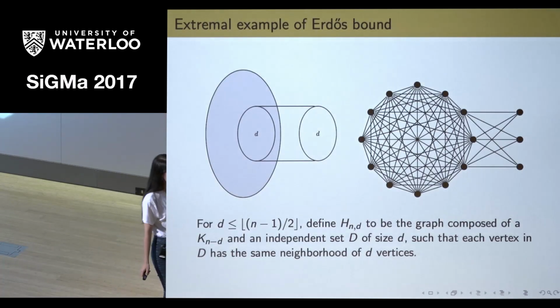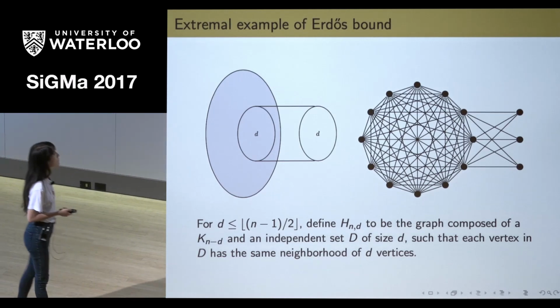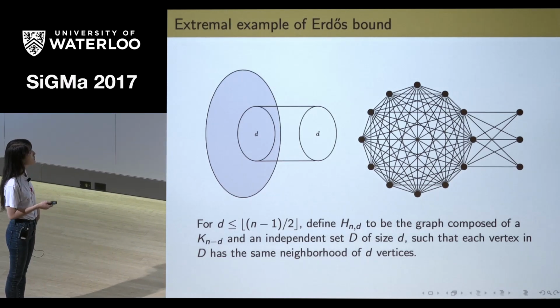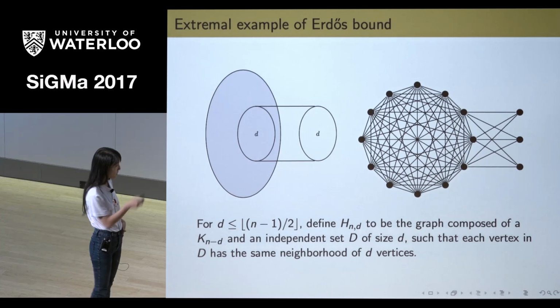And from this proof, we can kind of guess what the extremal examples are going to be. So let's define this class of graphs, the Erdős graphs, H_{n,d}. So fix n, fix d. This graph has a large clique of order n minus d, and then an independent set here of size d, such that every vertex there has the same d neighbors within the big clique. So here we have a complete bipartite graph.